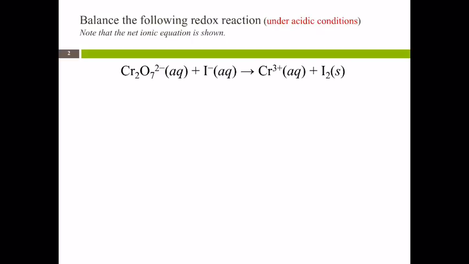So the problem that we're going to work on together is dichromate interacting with iodide to generate chromium 3+ ions and iodine. And notice that this is the net ionic equation for the reaction, and we've already removed spectator ions. So the first thing that we're going to do is look at this reaction and try to balance it. So go ahead and try to balance it, and then think about what problems we initially have.